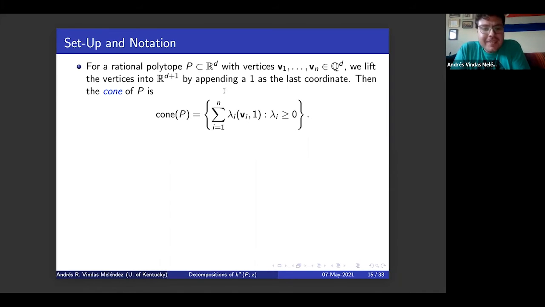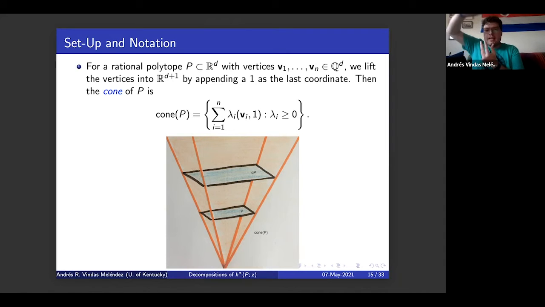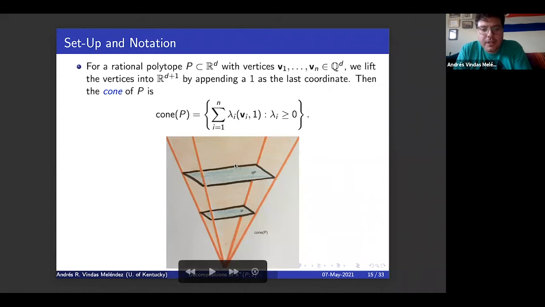And so this is what the cone is. Here's a cone of my rectangle from the pre-seminar. The nice thing about working in the cone setting is that if you have the cone and you slice it by an integral hyperplane, you can recover the qth dilate of the polytope. Okay.